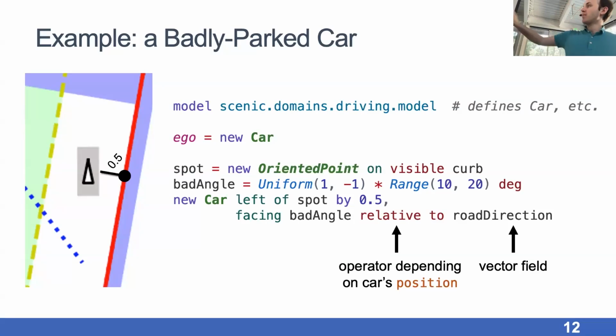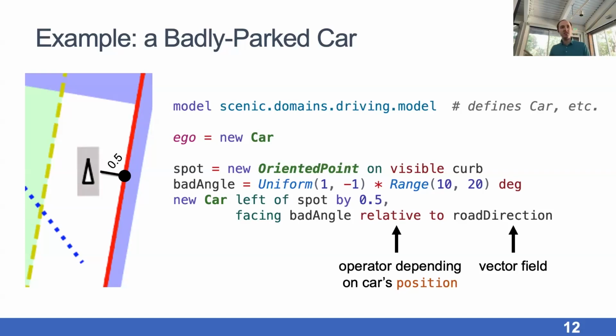Okay, so here, the relative to part is an operator that's built into Scenic, which depends on the car's position in this case. So notice road direction defines a different direction at every point in space. So how do we know which point to use? Scenic knows that we're in the process of defining a car, so it will use the position of that car by default. It will look up the road direction at that point and then compute the bad angle relative to that. Okay, so the end result here is we get something which is 0.5 meter away from the curb and which is 10 to 20 degrees off of the road direction at that point.